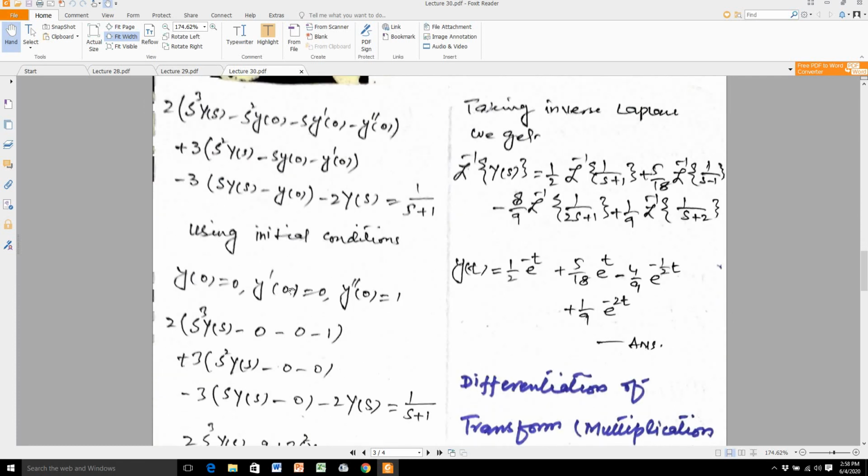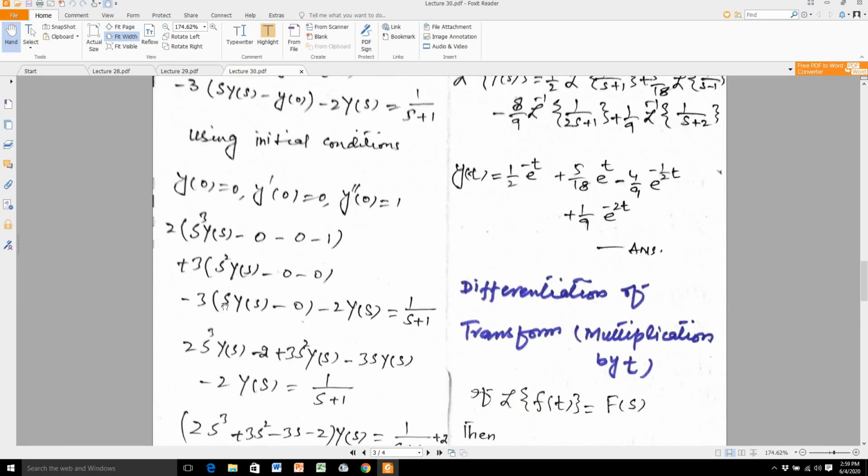Now we use here the initial conditions, that are y of 0 is equal to 0, y prime of 0 is equal to 0 and y double prime of 0 is equal to 0. I substitute in the above equation the values of these initial conditions: 2 into s cube capital Y of s minus 0 minus 0 minus 1, plus 3 into s square capital Y of s minus 0 minus 0, minus 3 into s capital Y of s minus 0, minus 2 capital Y of s is equal to 1 over s plus 1.